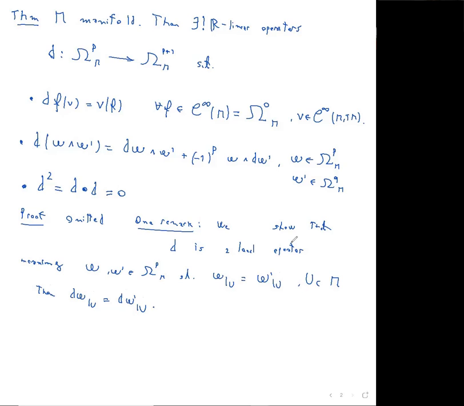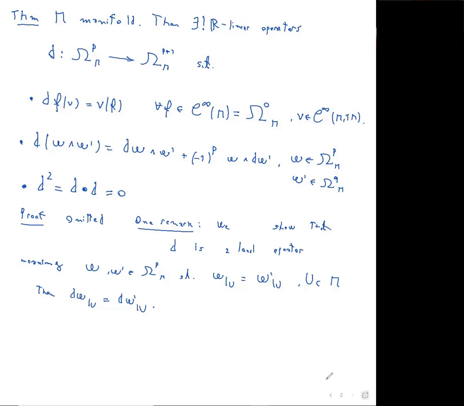It means that you really only look at what's happening there. It doesn't matter if omega and omega prime are completely different elsewhere. They're the same on U, so they have the same differential in U. Okay, and this you do with some partition of unity. The proof is very long, so that's why we're going to skip it.